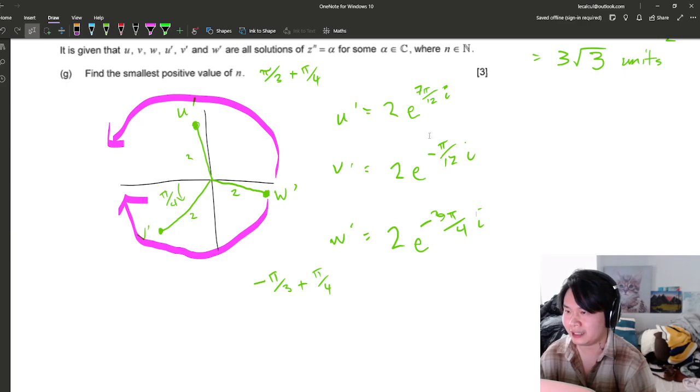Or wait, no, I have these backwards, right? Oops. Switch these. You know what I mean.